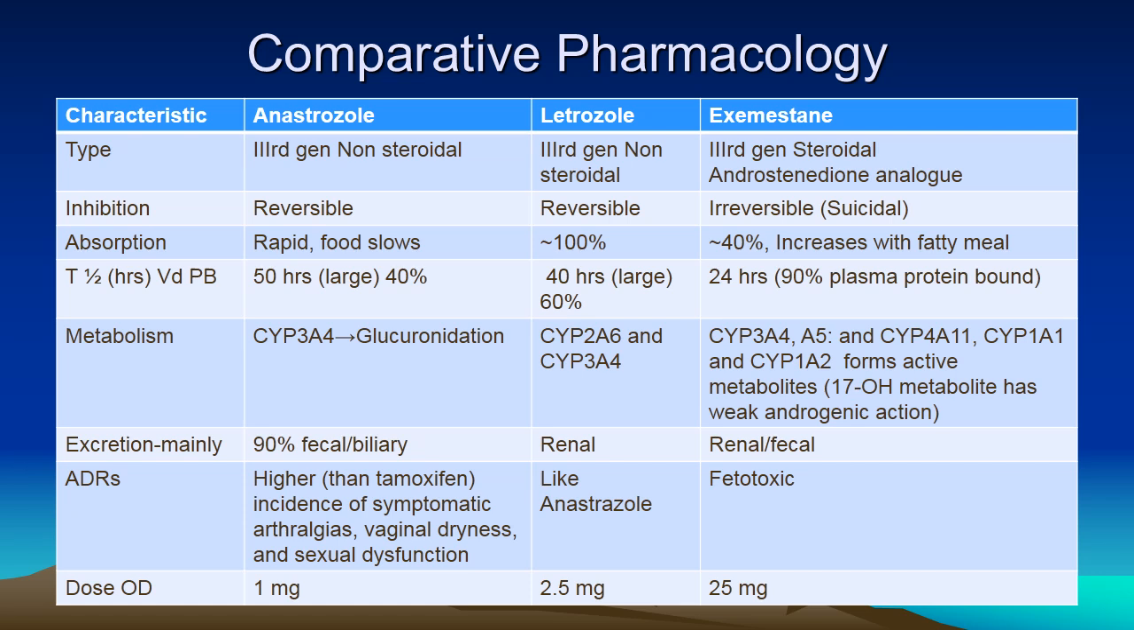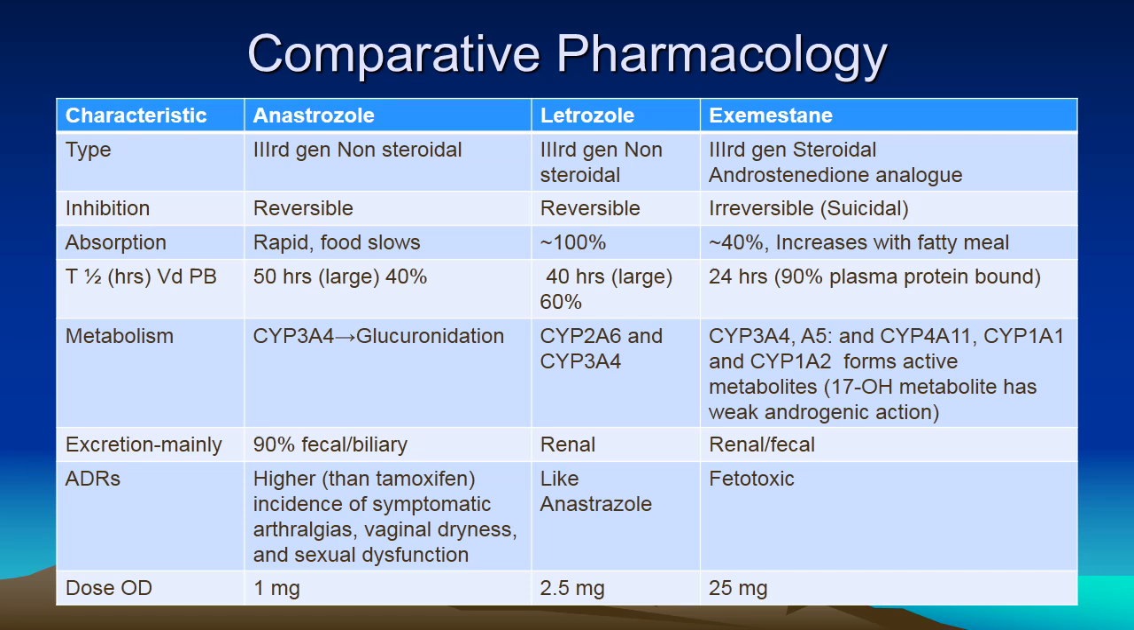Now, absorption of anastrozole is almost 50%. Letrozole is 60%. Exemestane is 40%. I'll repeat, absorption is rapid, letrozole 100% and exemestane 40%, but absorption increases with food. Anastrozole absorption is reduced. Metabolism is through cytochrome 3A4 enzymes. Eventually, glucuronidation occurs with anastrozole.